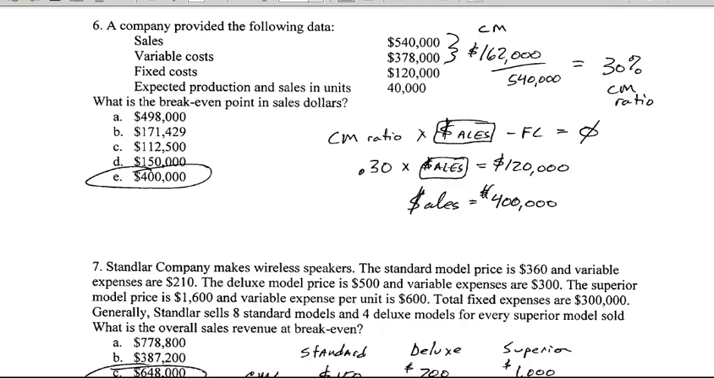So basically you can plug in, you're looking for sales, that's what you don't know. So 30% x minus the fixed cost equals, remember for break-even, profit would be 0. Move the fixed cost to the other side of the equals, which is 120,000. So you have 0.3x equals 120,000. So you divide fixed cost by the 0.3, and that's how you arrive at the $400,000 of sales.